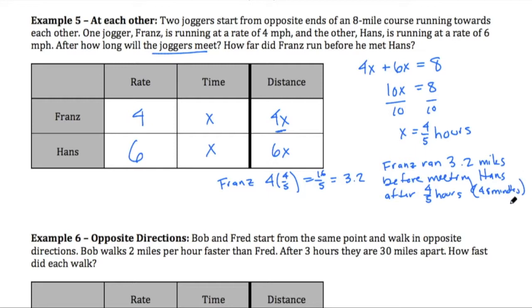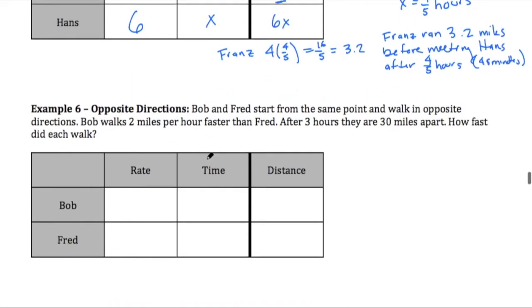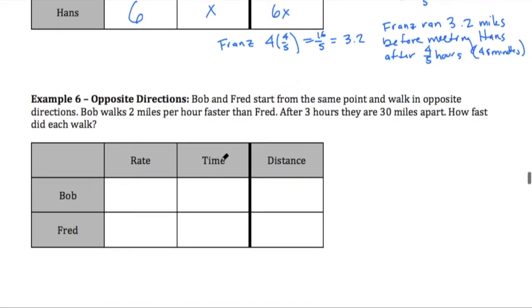Great. So that's when two objects are traveling at each other and we don't know the time that they're traveling for. So we can put x for our time. Okay, what about if they're traveling in opposite directions?